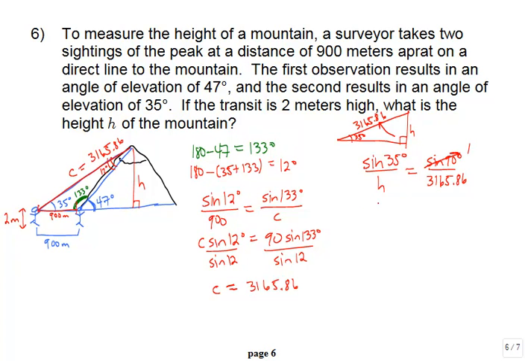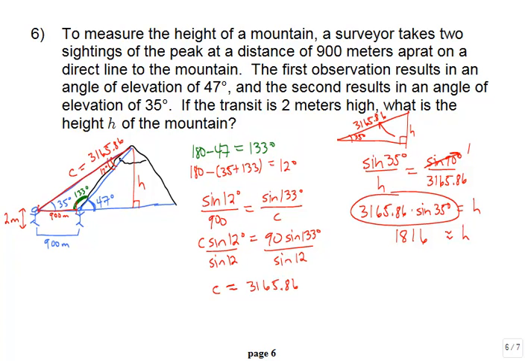So when I cross multiply, I get 3,165.86 times the sine of 35 degrees equals h times 1, which is just h. So punching this into my calculator tells me that h is approximately, I'm going to round off to whole numbers here since we've got a lot of approximation error going on, 1,816.